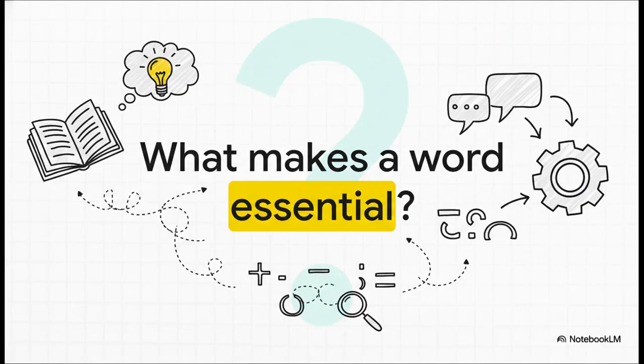I want you to think about this for a second. The English language has over 1 million words. So out of all of them, what makes one particular word so crucial that we just couldn't live without it? Is it its meaning? How simple it is, how flexible? That's really the core question we're digging into today.